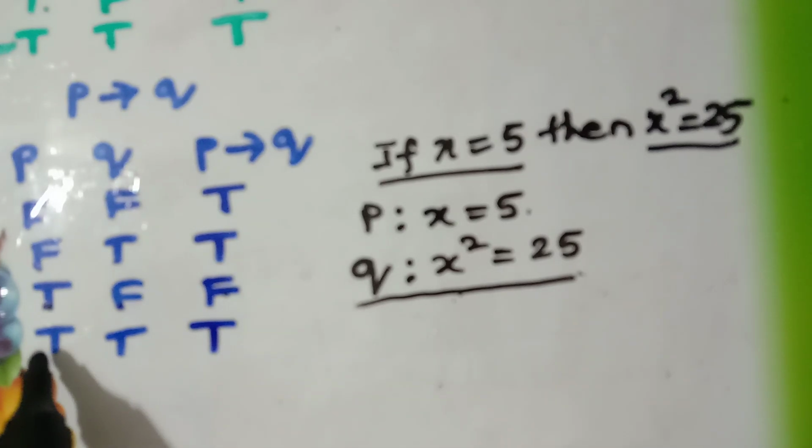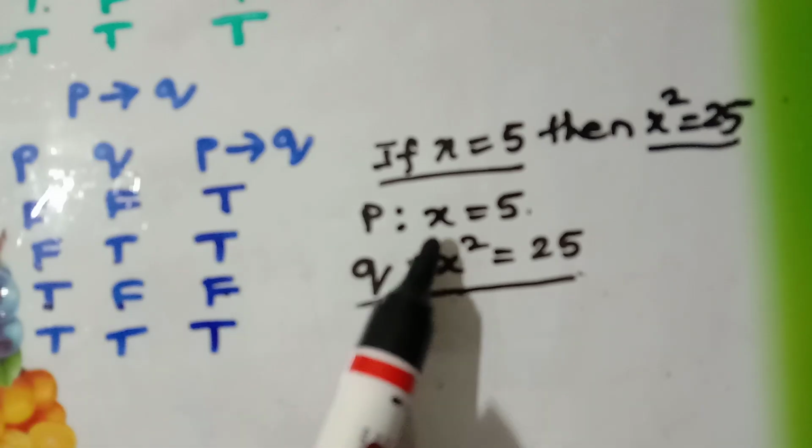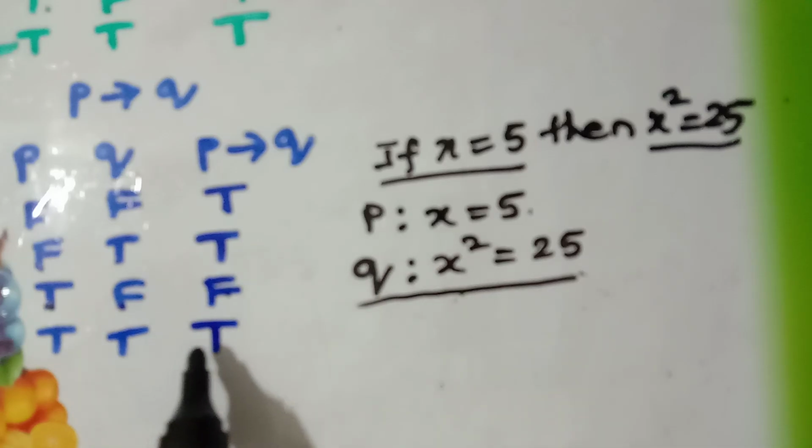Now the last case is very easy to understand. That means both are true. So x is 5 and x square is 25. So obviously the outcome is true.